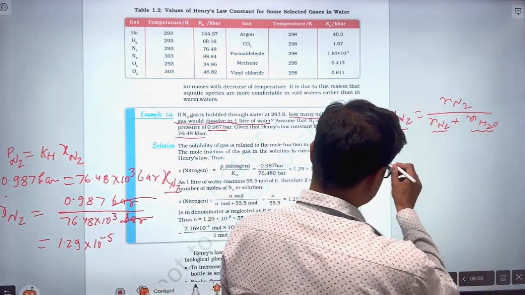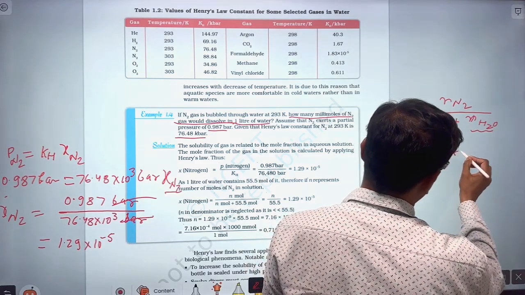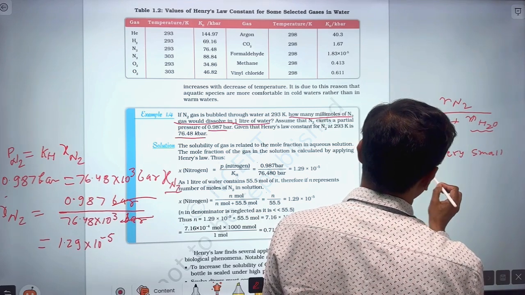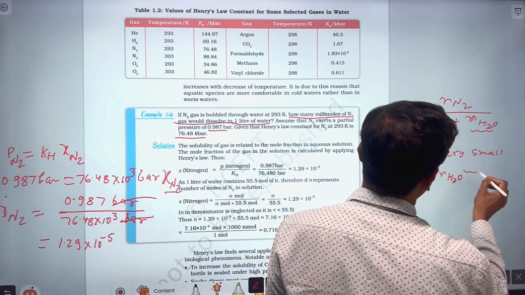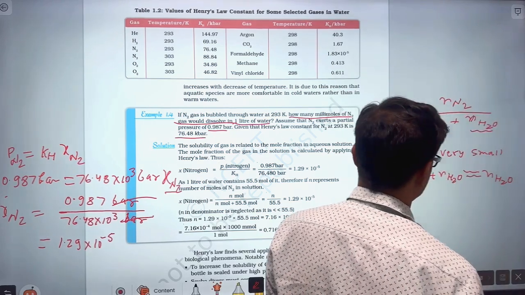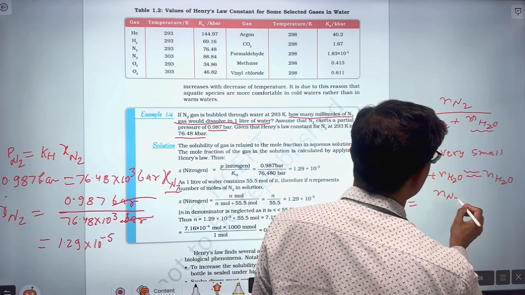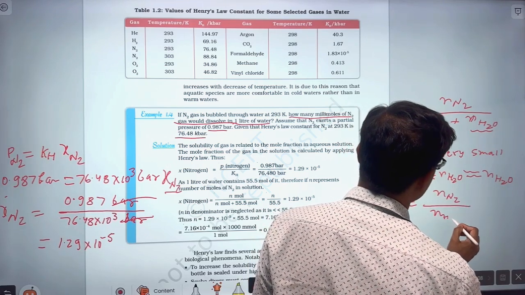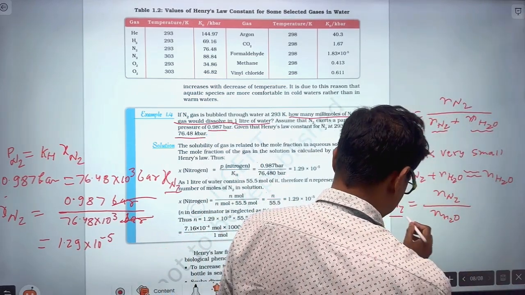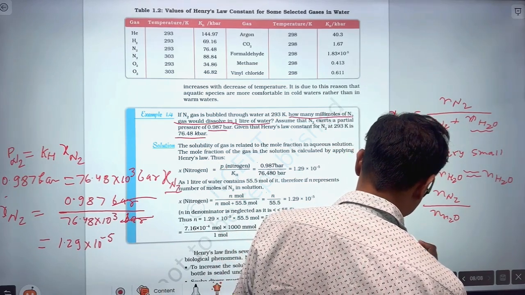So since the mole fraction of nitrogen is very small, the number of moles of nitrogen plus the number of moles of water is nearly equal to the number of moles of water. So the mole fraction of nitrogen is equal to the number of moles of nitrogen upon the number of moles of water. You will have to find the number of moles of nitrogen. The mole fraction of nitrogen you have calculated is 1.29 into 10 power minus 5.